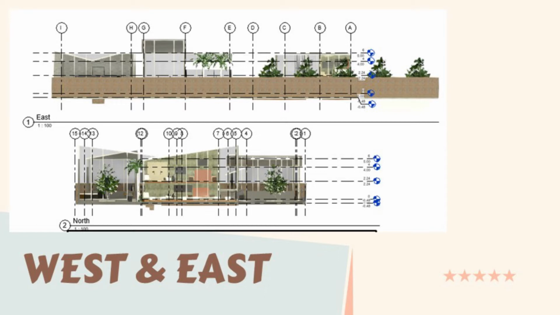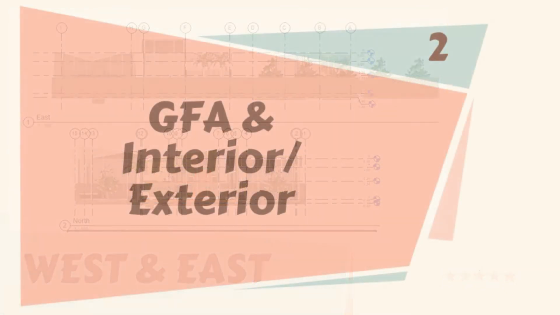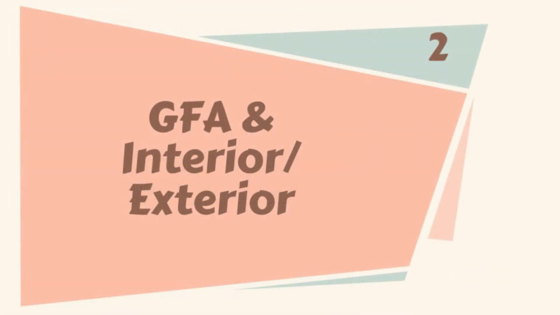The length of the proposed project is 28.4 meters and the width is 37.88 meters. So the total height from the ground level to the roof level is 5 meters. The second part is the GFA and interior and exterior design.